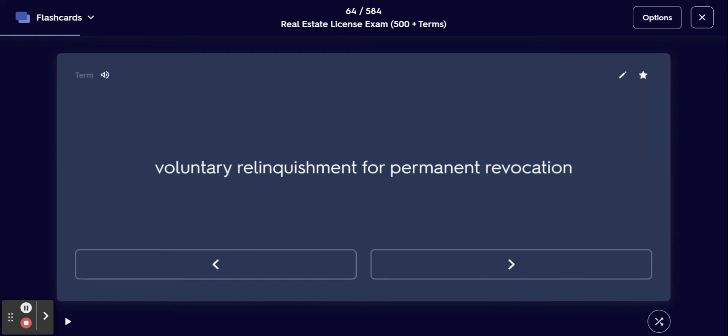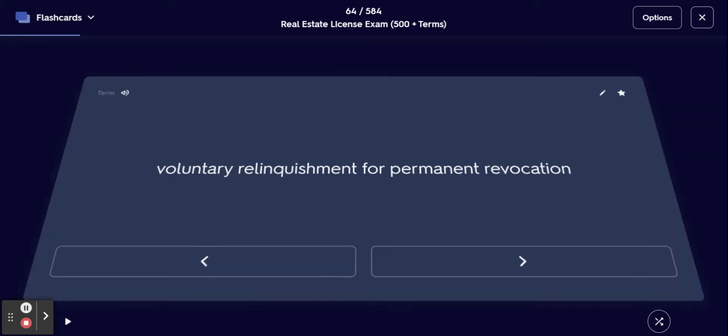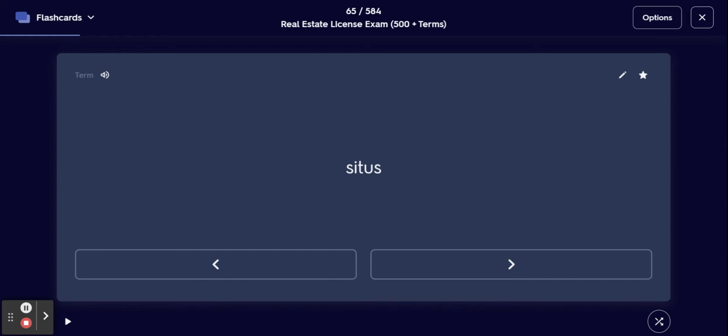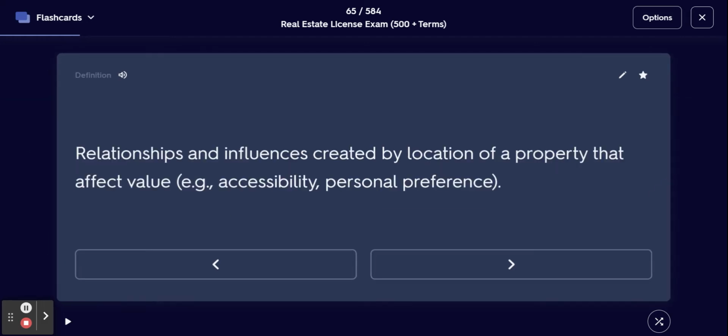Voluntary relinquishment for permanent revocation. A licensee respondent may choose to avoid a disciplinary hearing and relinquish the real estate license in lieu of discipline, permanently revoking the license. Situs. Relationships and influences created by location of a property that affect value.